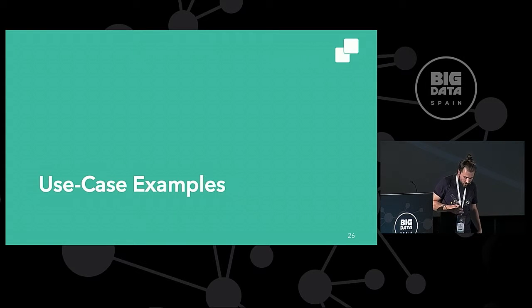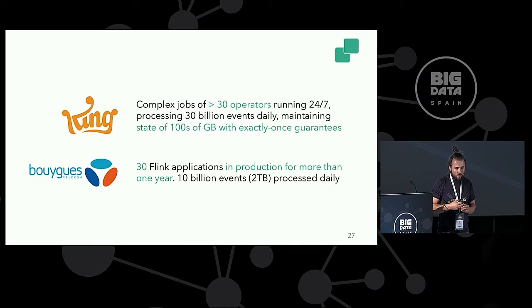Now, with that knowledge, let's move on to some use cases. I've chosen these two, King and Bouygues Telecom. I chose those because they published what they're doing with Flink and with event time processing and so on. In the case of King, in a blog post and conferences, and Bouygues also at conferences. So if you are interested in this, you can read up on these and read yourself what they're doing.